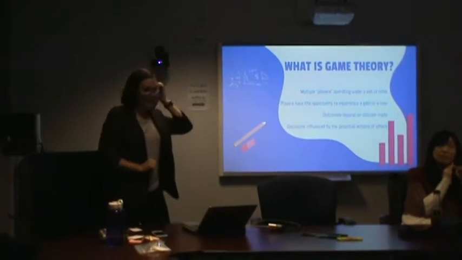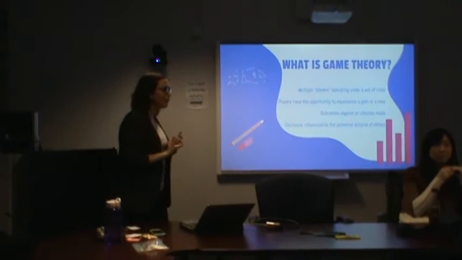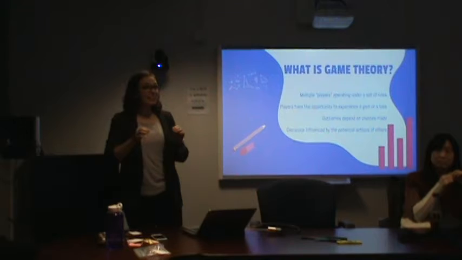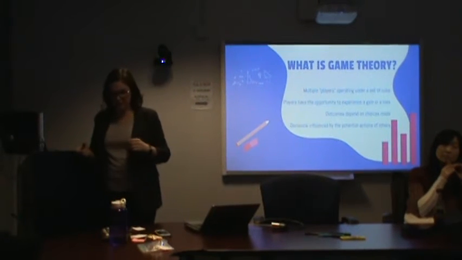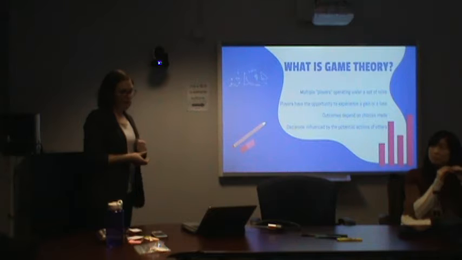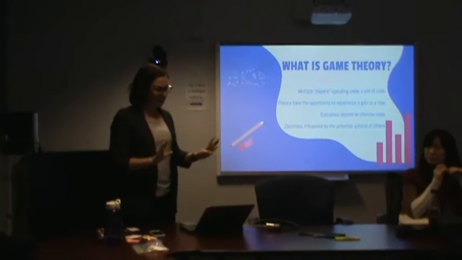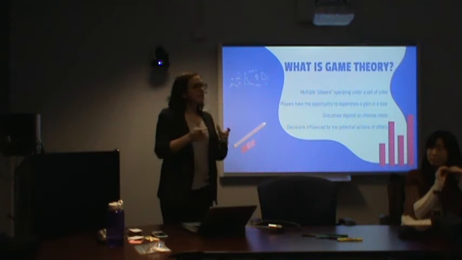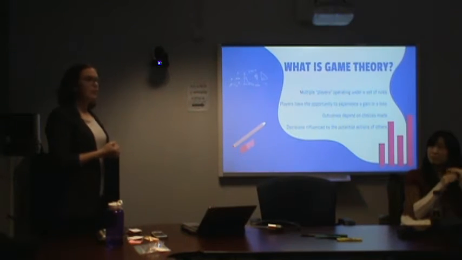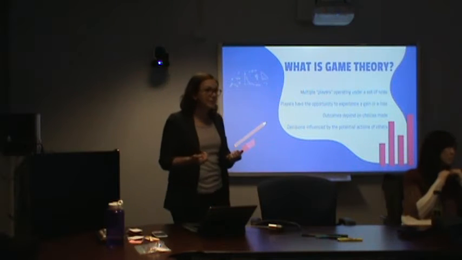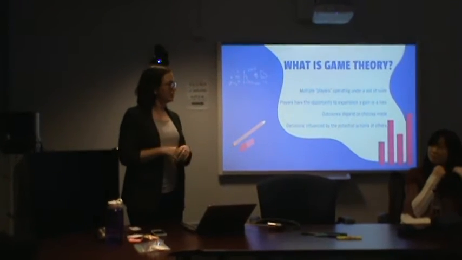Okay, so for a game, you must have players playing by some rules. So there's more than one player involved. They are operating under a set of rules. There has to be some sort of stakes. So they have to either gain something or lose something, or have the potential to do so. The outcomes of this game are going to depend on the choices that have been made. Additionally, the decisions that you make will be influenced by what you think the decisions that the other players are going to make are. So there might be some element of probability in your game, but there's also the human element, the strategy, the making of that choice.